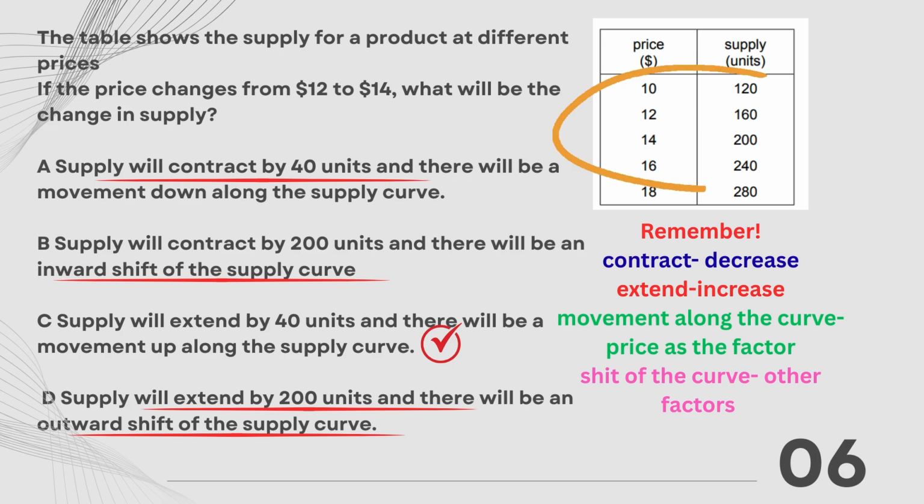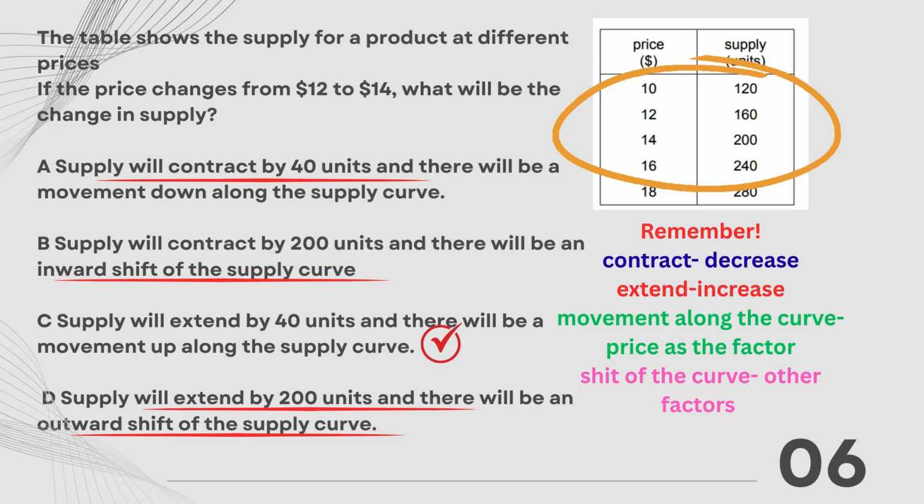And then you have the term movement down. The movement down would happen if the price decreases, not increases. So this one flips the direction, not the right match. Okay, so option A is wrong.